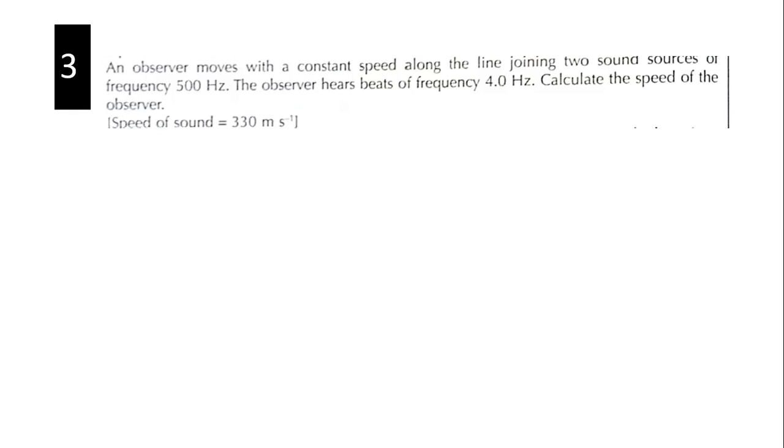This one, the observer is moving and the sound source is stationary, but the frequency of the sound source is 500 Hz. And remember that because you are receiving two sounds there, that's why there's a beat there. The observer hears a beat of 4 Hz. Calculate the speed of the observer. And how to start?